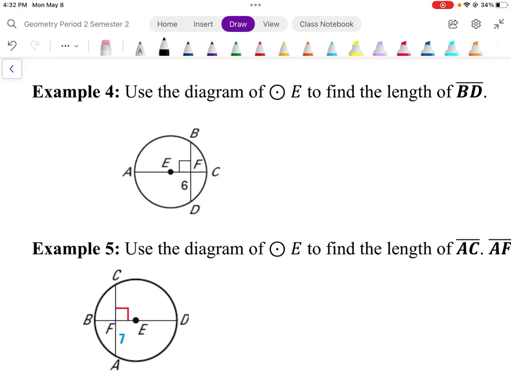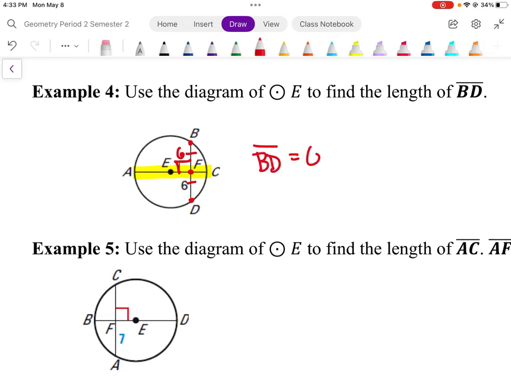Looking at example 4, we're going to use the diagram of circle E to find the length of BD. So in this one, we have a diameter and it's perpendicular to another chord. So that means the chord is cut in half. Because we know half of it is 6, the other half would also be 6.